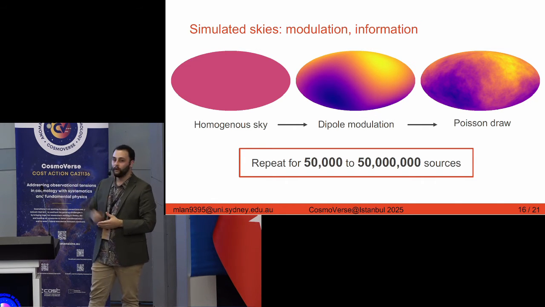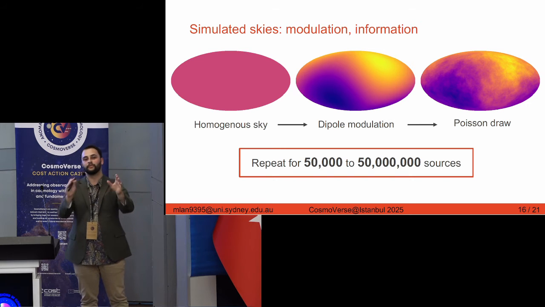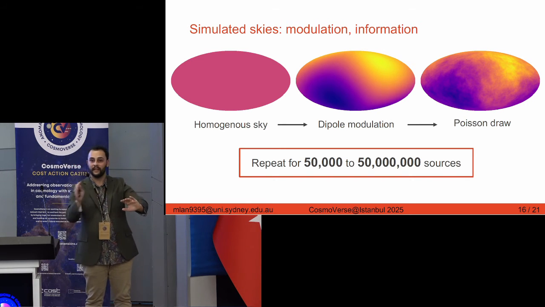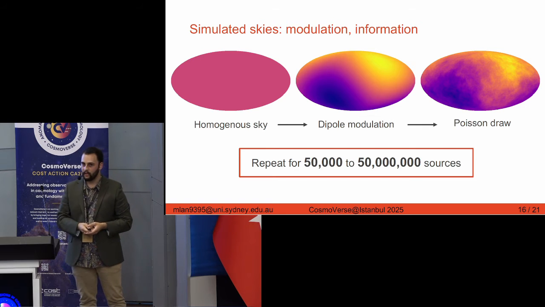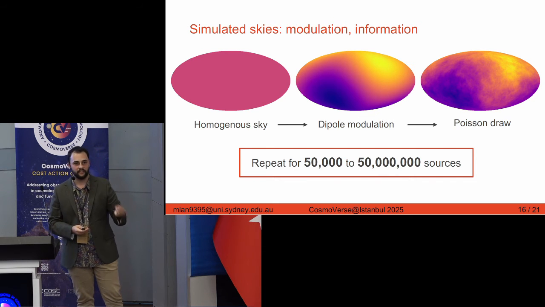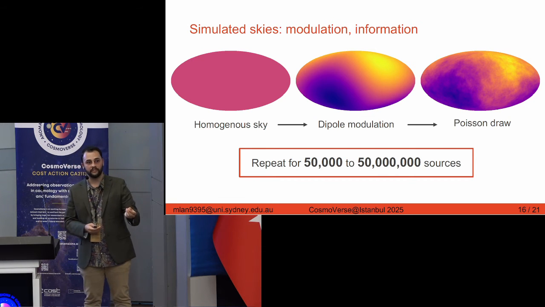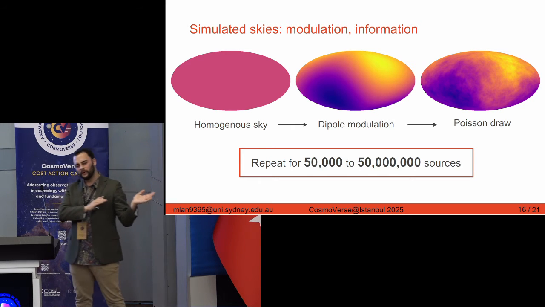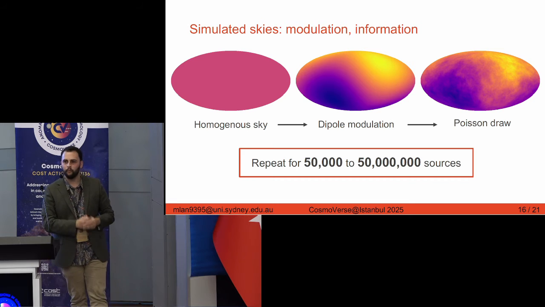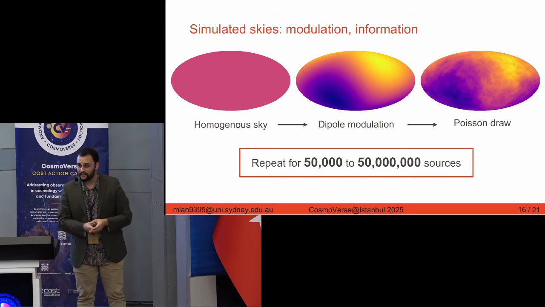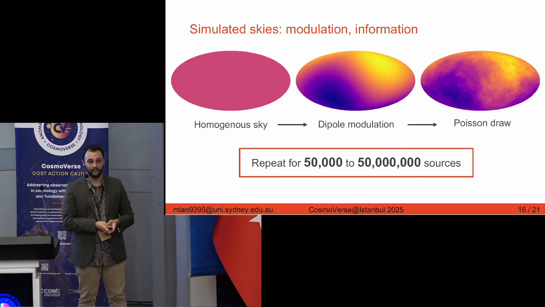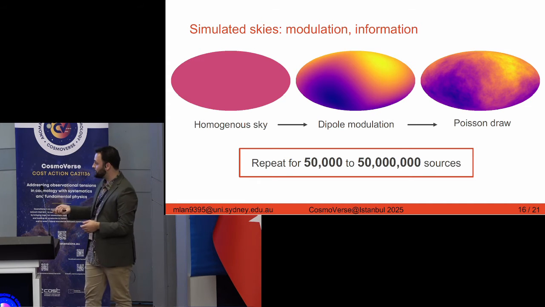So, we start with a homogeneous sky, the same number of sources in every pixel. And then we input a dipole and change the modulation to get an expectation value in every pixel. And because this is counting statistics, it is a Poisson point process, we then take Poisson counts to infer noise into our data set. And we do this for 50,000 or up to 50 million sources at 31 different intervals, logarithmically spaced. What this translates to is about 20,000 nested sampling runs. So it's a bit expensive.